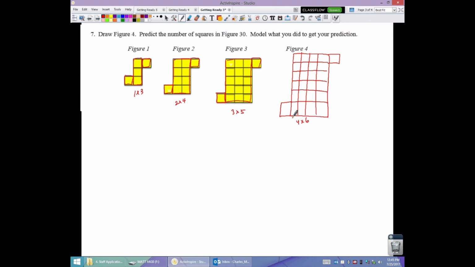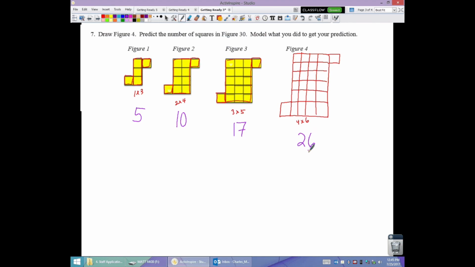Now, what is the total number in each of these then? Well, again, if this is a 1 by 3, that's 3 boxes. Add 2 more is 5. 2 by 4 is 8. Add 2 more is 10. 3 by 5 gives us 15. Add 2 more is 17. My 4 by 6 is 24. Adding these two is 26.